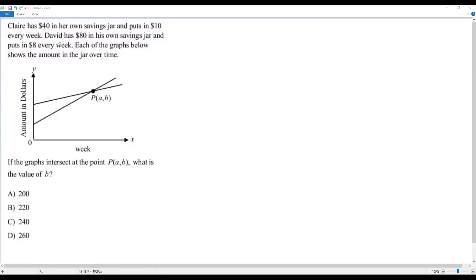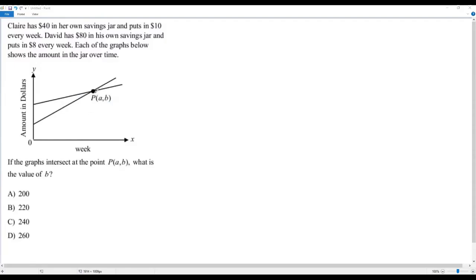Here we have the savings of two people, Claire and David, and their savings are given in graphs as lines, and the two lines intersect at the point P of (A, B). At the point of intersection, B represents a y-coordinate. So we have to get the equations for both the lines, and solve the system to get the y-coordinate at the point of intersection, which gives the value of B.